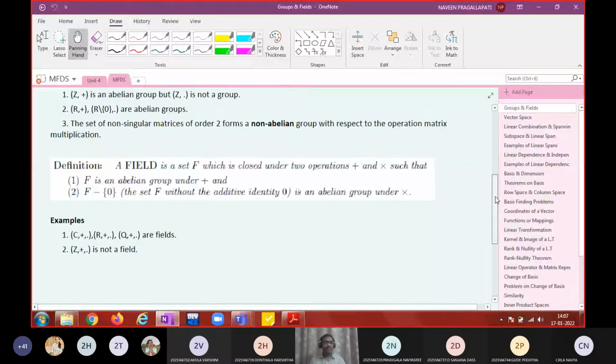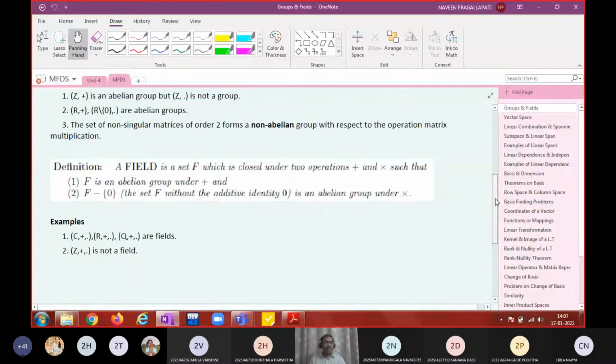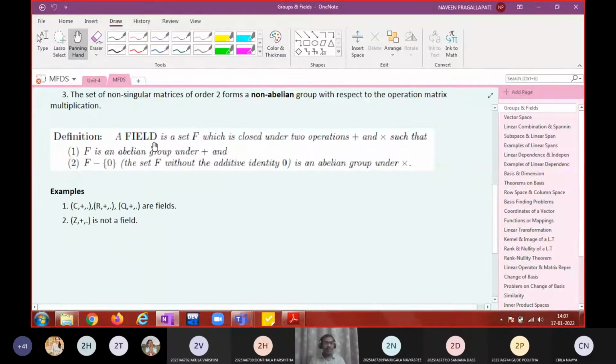When it comes to a field, it is a non-empty set together with two algebraic structures. One operation we call addition, plus, and the other operation we denote with cross. Basically, these two are binary operations. So an algebraic structure F together with two binary operations will be called a field if it is satisfying these two conditions.